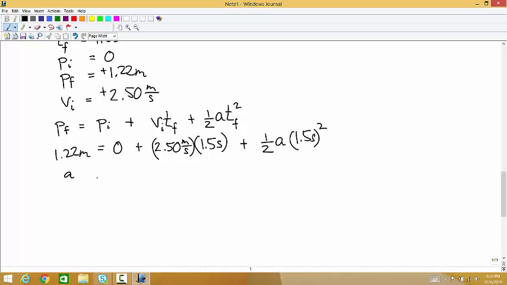And if you solve this for A, you get about negative 2.27. So negative 2.27 meters per second squared.